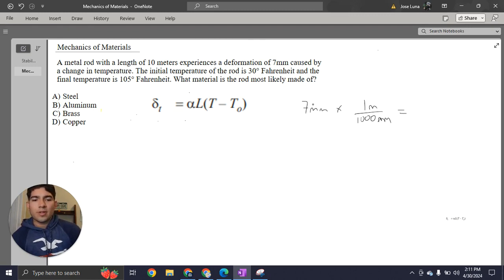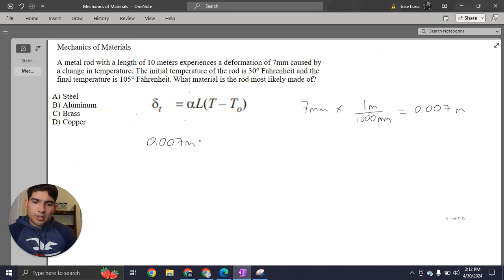So we are given the deformation experienced by the change in temperature. Let's go ahead and convert that to meters real quick. It's given in millimeters. So this is the conversion factor, and then if you do that, you just get that 0.007 meters is the deformation. So now let's go ahead and start filling out our formula with what we have.